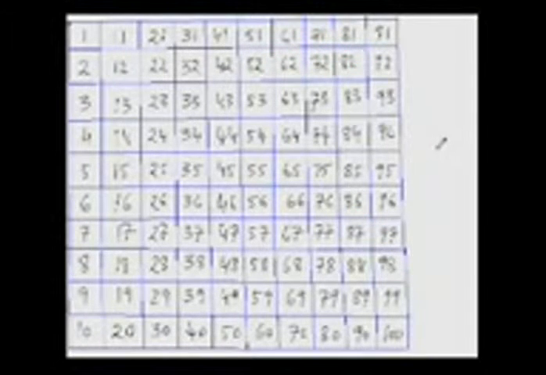Now, what is 92 minus 33? So 92 minus 3 is 89. Now jump down 10 3 times from 89. So it would be 79, 69, 59. 59 is your answer. Isn't that simple?